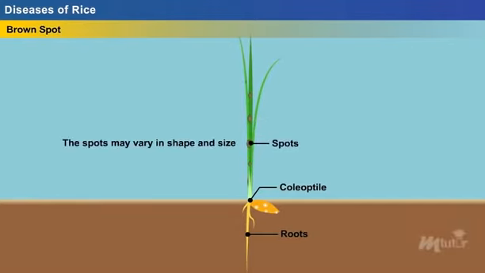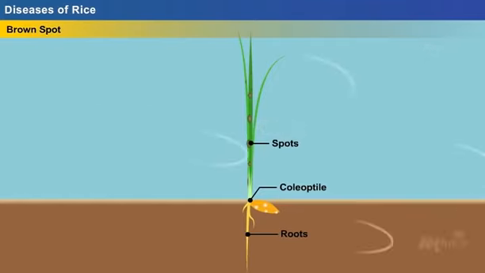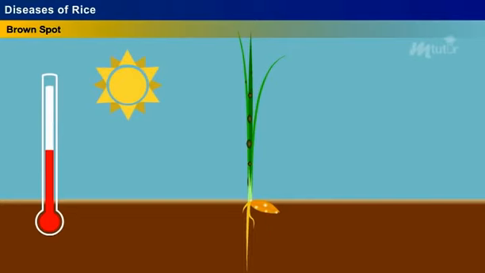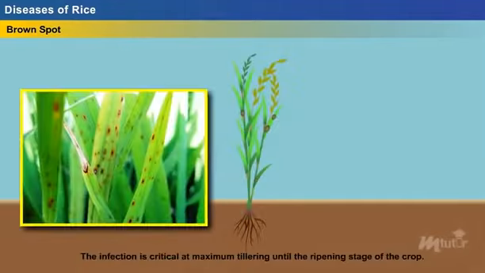The spots may vary in shape and size, that is, from minute dark spots to large oval or circular spots. These spores spread to other leaves and panicles through the wind. The incidence of disease is more in places with temperature ranging between 16 and 36 degrees Celsius and with a relative humidity of 86 to 100%. The infection is critical at maximum tillering until the ripening stage of the crop.